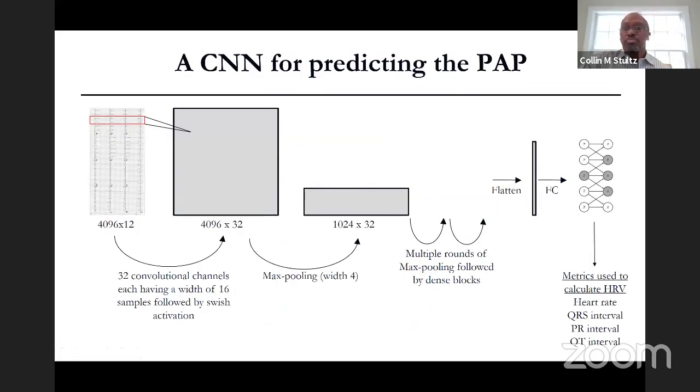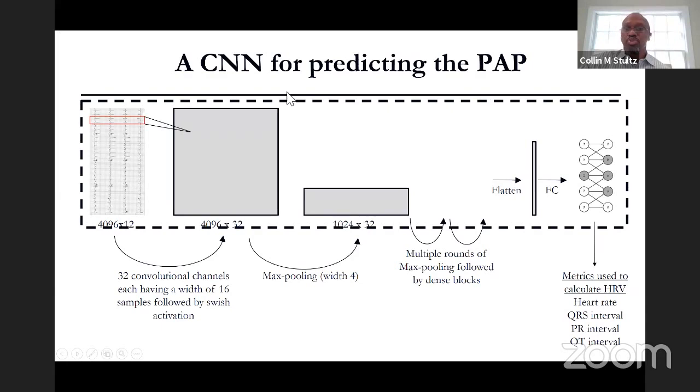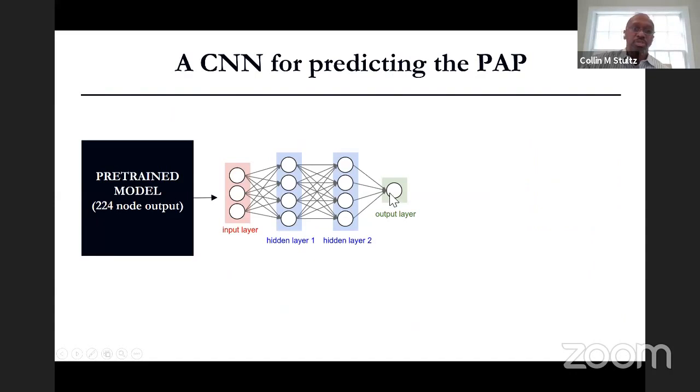So now that we've got this model, we think we've pre-trained it, we just do a standard thing that's done in transfer learning. We chop off the last part and we keep the first model that generates this abstract representation. And then we append it with some additional layers to predict the PA pressure.